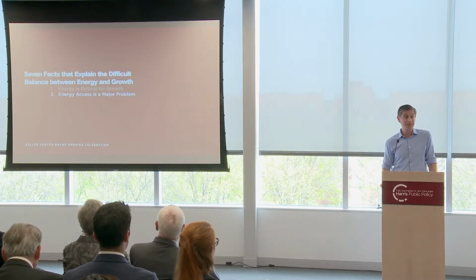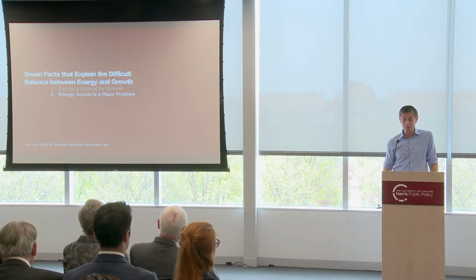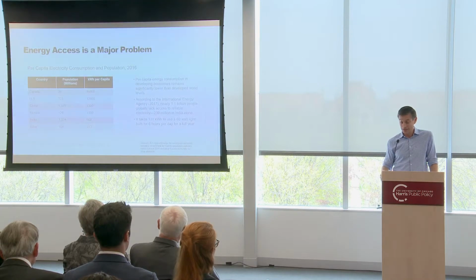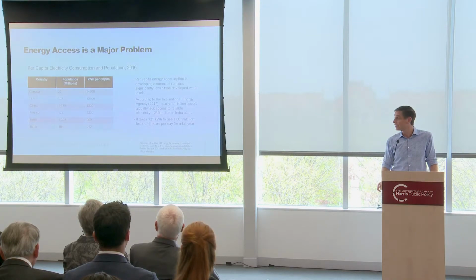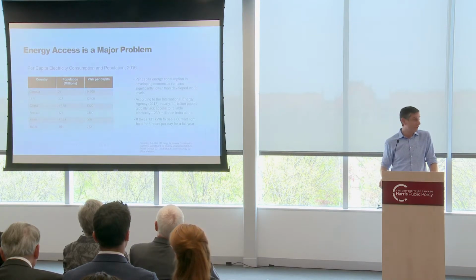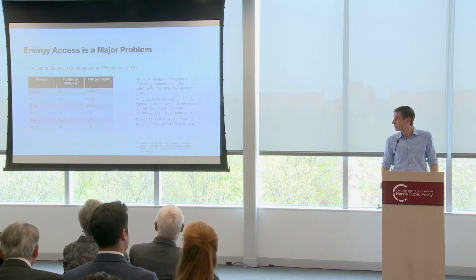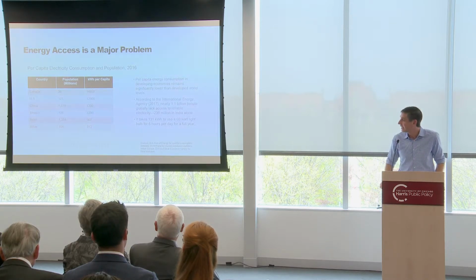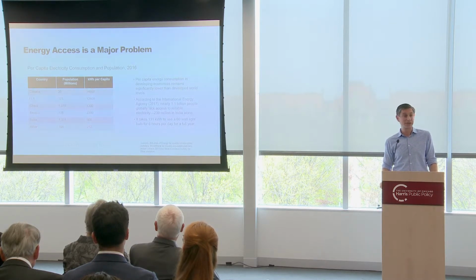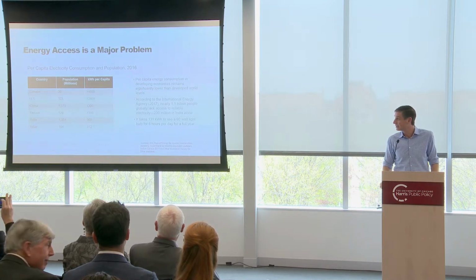The second fact is that energy access is a major problem around the globe. And there's a lot of ways to illustrate that. But one of my favorite is from looking at just per capita electricity consumption around the world. And so here I've just put up a couple of key countries. You can see in Canada, it's about 15,000 kilowatt hours per person per year. In the United States, it's about 13,000.